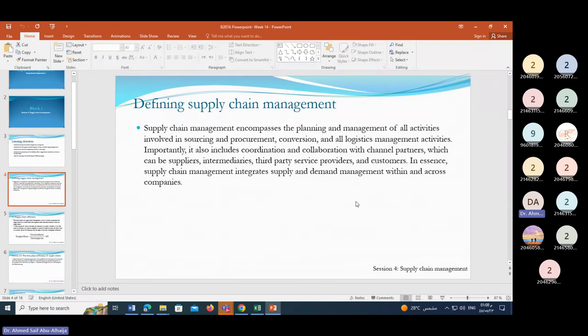And this also means that you need to manage your what? Suppliers and the partners in the chain. So let me make the definition more simple. Supply chain management is about all the activities that you need in order to make sure that you have the products that the customer needs at the right time and at the right place.